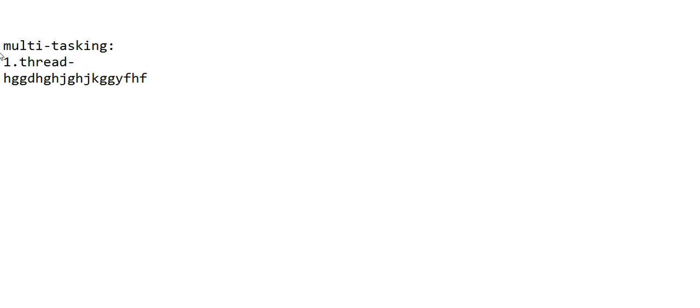I hope you understood. That means thread based multitasking means in a single process you are doing one or more tasks. For example, in MS Word, you are editing, writing something, and simultaneously you are printing it. I hope you understood this. That is thread-based multitasking and process-based multitasking.